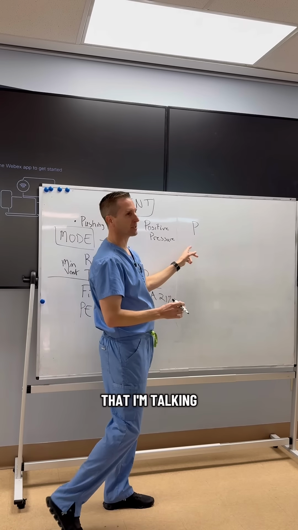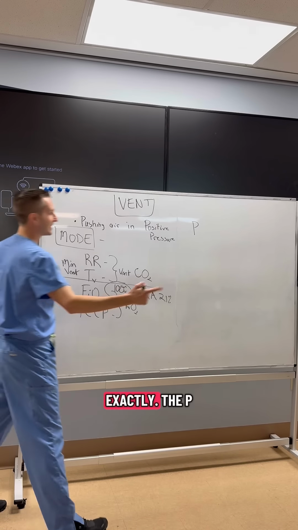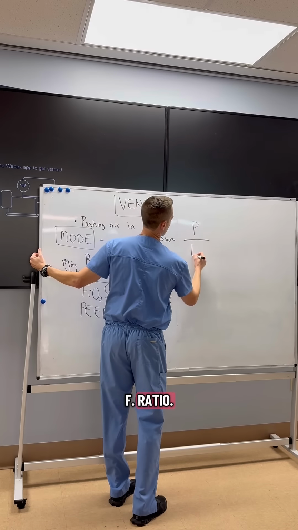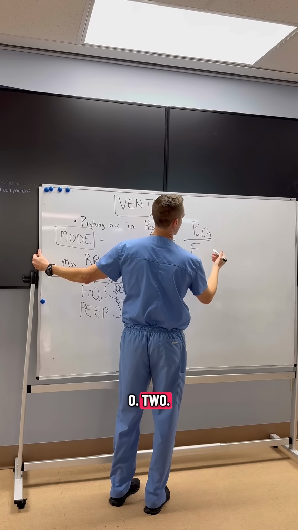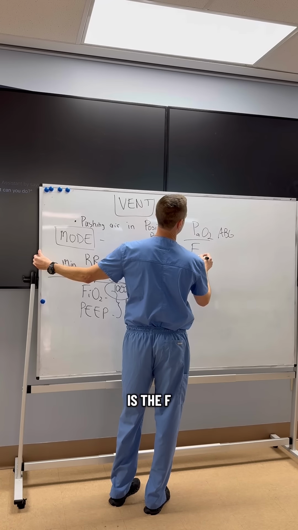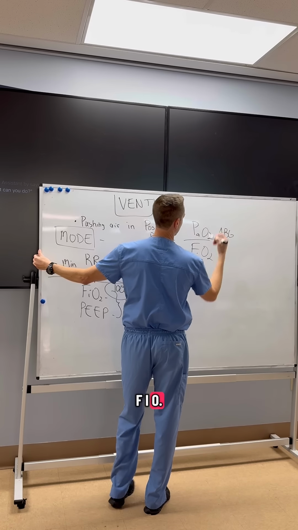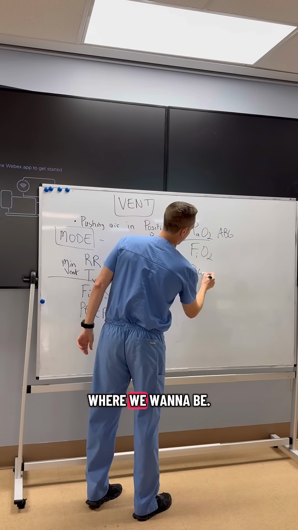What's the thing that I'm talking about to determine if a patient's in trouble or not? Exactly, the PF ratio. So what is the P? PaO2. The PaO2, and again, that comes from your ABG. And then what is the F? FiO2. FiO2, right? So above 300 is where we want to be.